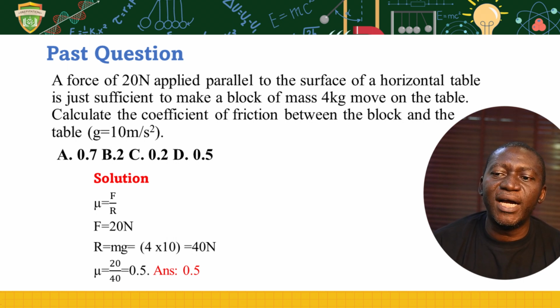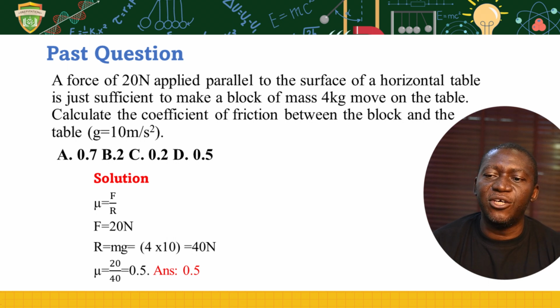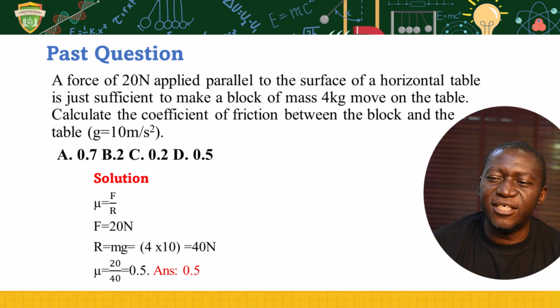Now, a quick look at the options here. Option A is 0.7, option B is 2, option C is 0.2, while D is 0.5. So from here, we can see that the correct answer to this question is 0.5.